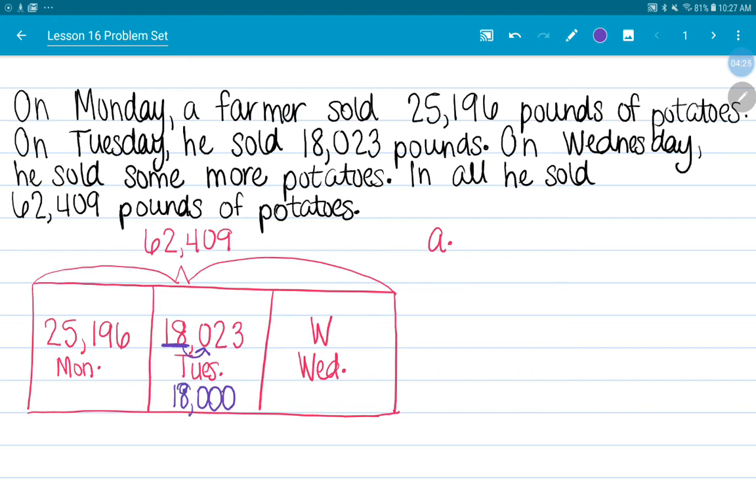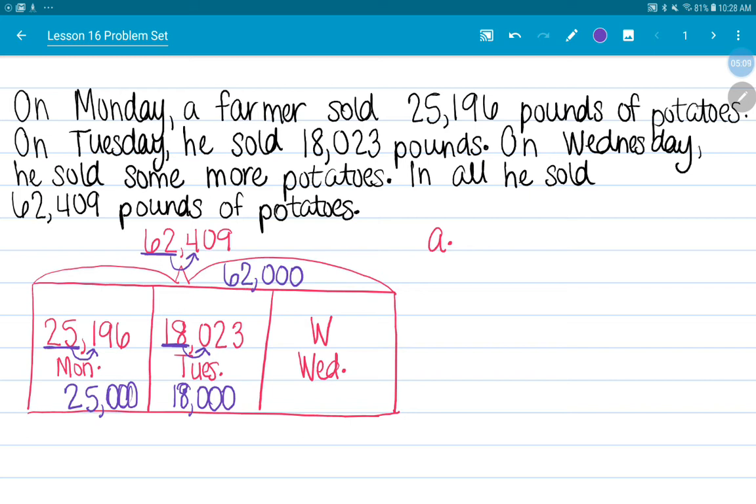Okay. If I look at 25,196, is 196 more than 500 or less than 500? Less than 500, so it's going to round to 25,000. How about 62,409? I have 62 thousands. Is 409 above 500 or below 500? Below. So it's going to round to about 62,000. All right, so in blue, I've written our rounded values.